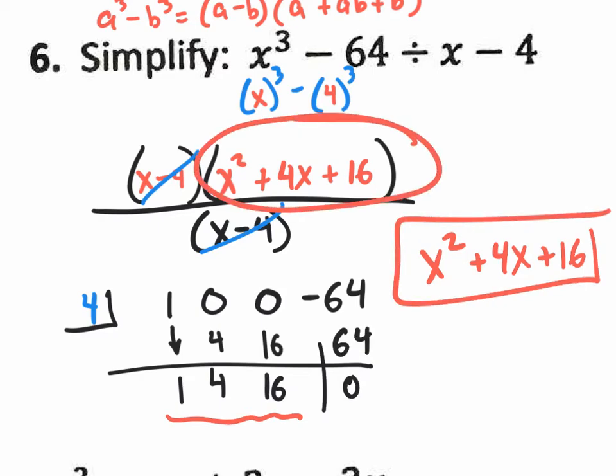So I showed you both methods. You don't have to do both, just whichever one you feel more comfortable with. If you're good with the difference of two cubes formula, go for it. If you really like synthetic division, go for it. Which one's faster? I don't know. They're both pretty much just as fast. The one that's definitely slower is long division. Don't do that, okay?